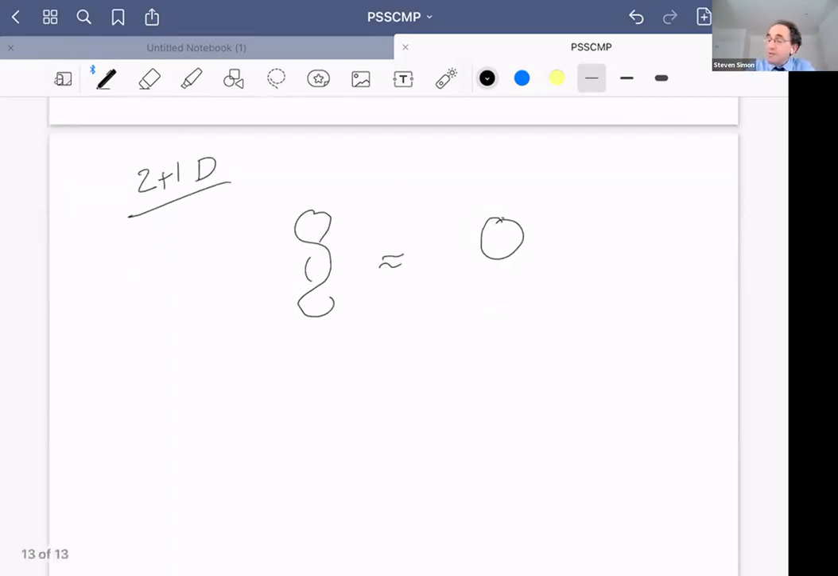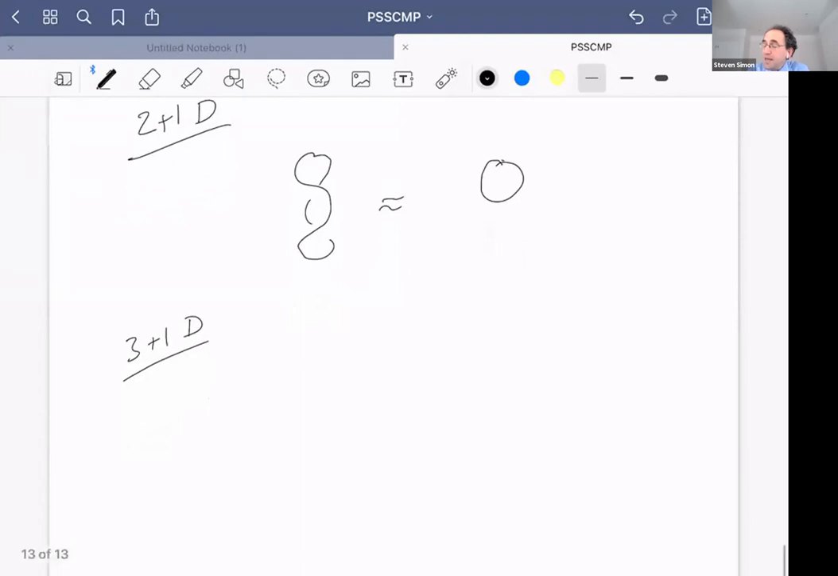But you can ask, well, what about 3+1D? In 3+1D, the story is somewhat different. I mean, you do have topological quantum field theories in 3+1D as well. But one thing that you'll realize immediately is that in 3+1D, you can't make a simple knot. Something that's knotted in 2+1D is like this trefoil.